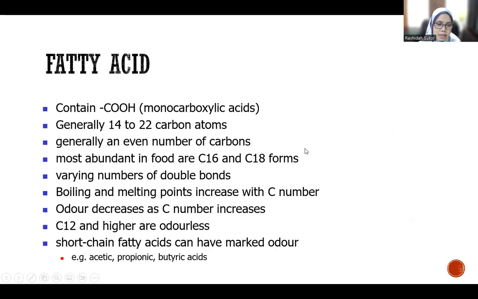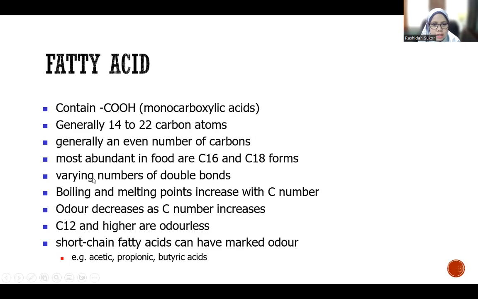Okay, fatty acids are monocarboxylic acids. They are generally from C14 to C22. This is general, like mostly when you see the number of carbons in a fatty acid, normally it's written as C14, C16, C18, C20, C22. But there are also odd numbers, as mentioned earlier. Generally, with even numbers of carbon, the most abundant in food are C18 and C16.